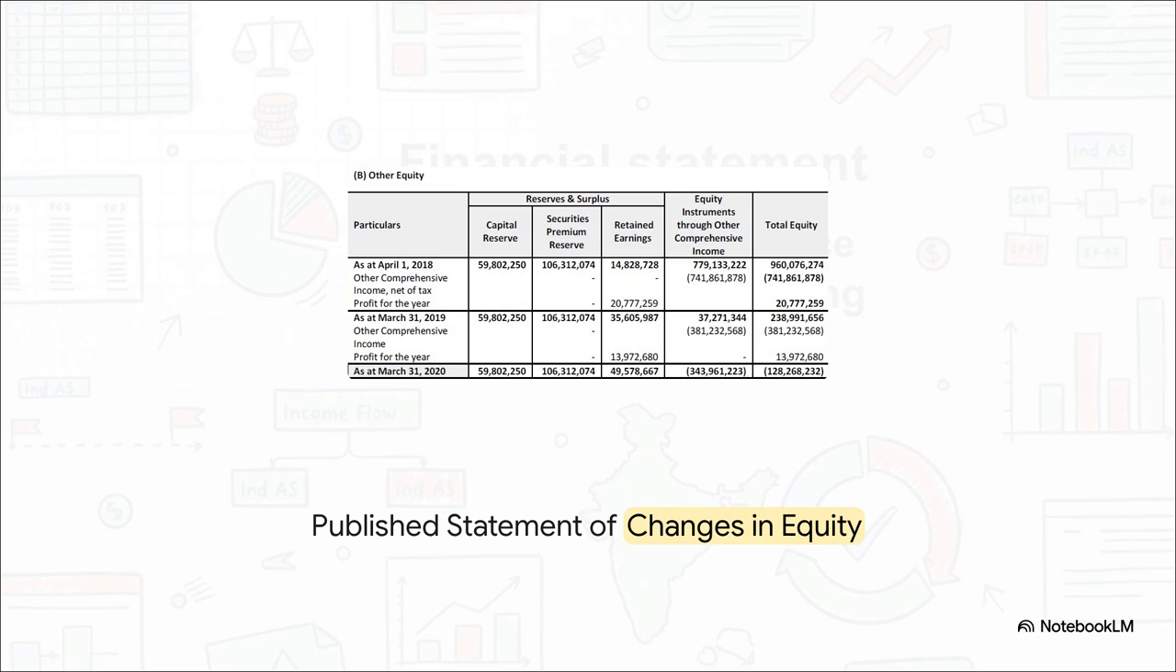Take a look at this snapshot of the other equity section within the statement of changes in equity that this company actually published. You've got your columns for capital reserve, securities premium reserve, retained earnings, and equity instruments through other comprehensive income. Now, I want you to look really closely at the rows down the left side. We start with the opening balance as of April 1, 2018. Right below that, there's a row for other comprehensive income net of tax, and right beneath that, a row for profit for the year. After that, it jumps straight to the closing balance for March 31, 2019, and the cycle just repeats for the next year.